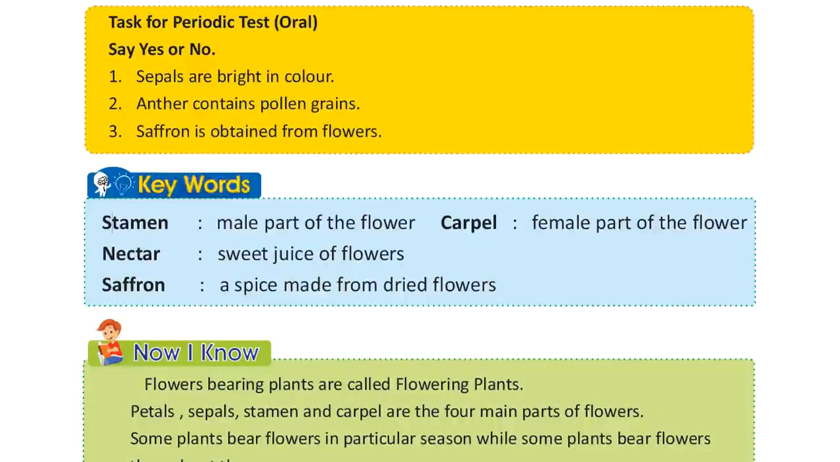Keywords: Stamen, male part of the flower. Nectar, sweet juice of flowers. Saffron, a spice made from dried flowers. Carpel, female part of the flower.